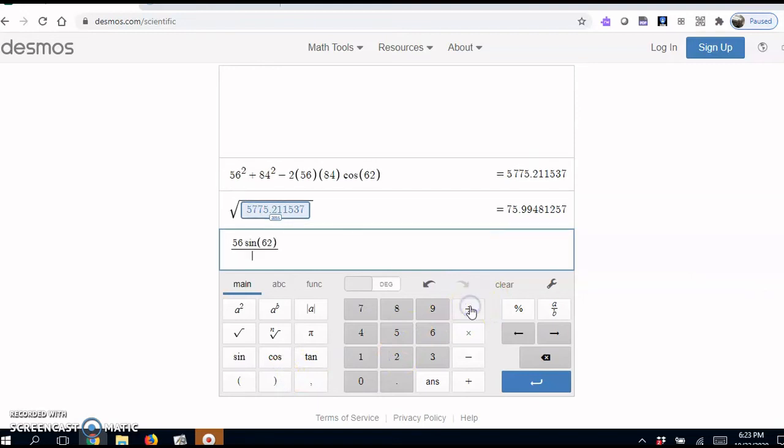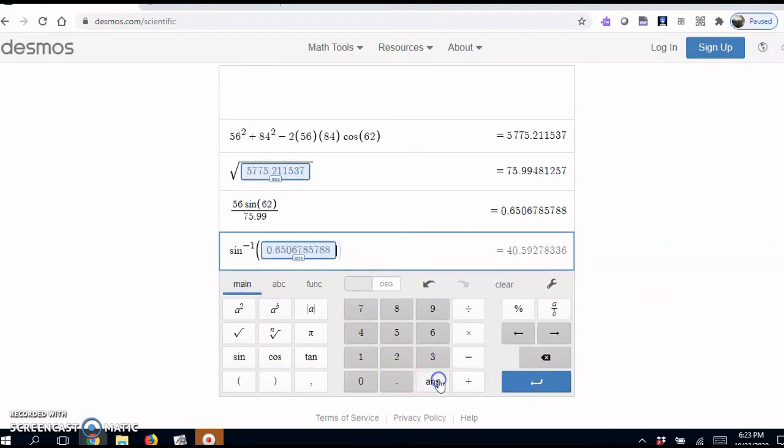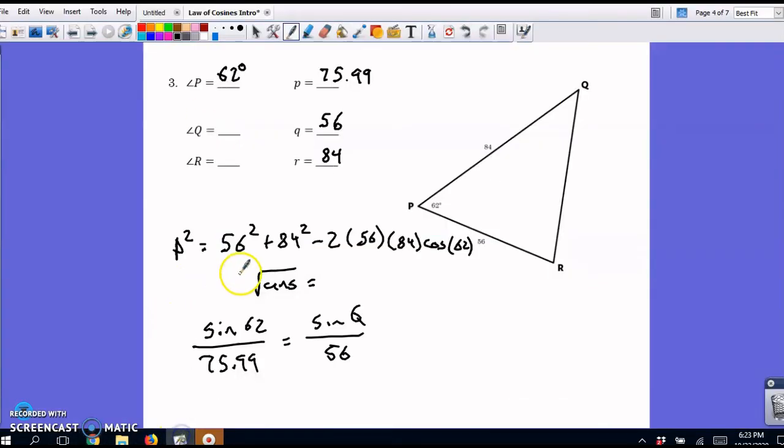62 divided by 75.99, then inverse that answer, and it's a 41-degree angle for rounding. So Q must be 41 degrees. And then if we subtract from 180, we end up with a 77-degree angle. So it's not obtuse. So always try to start with the smaller one when using law of sines.